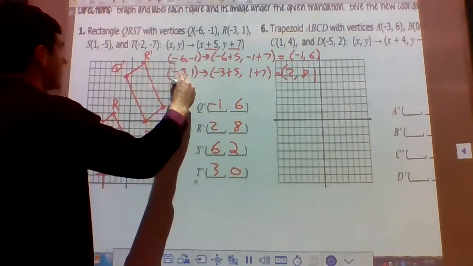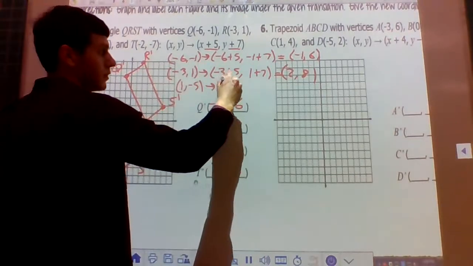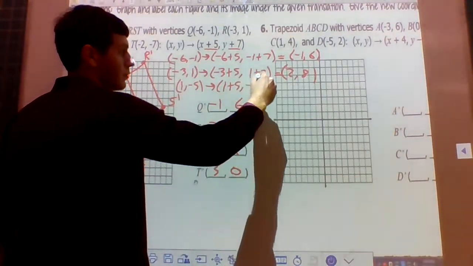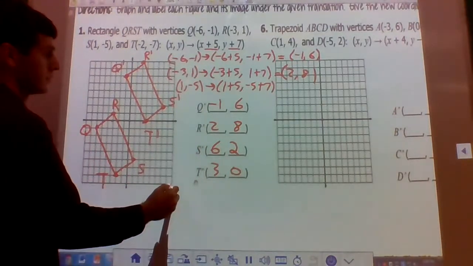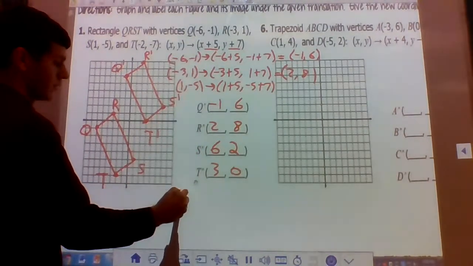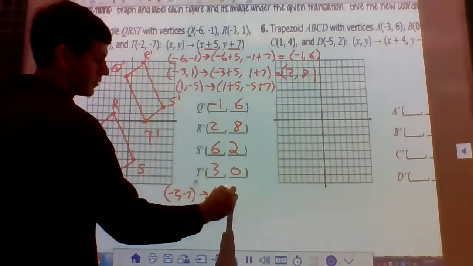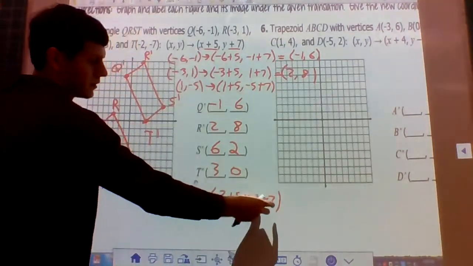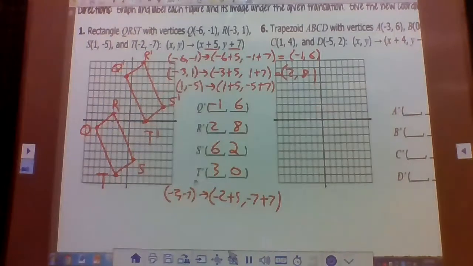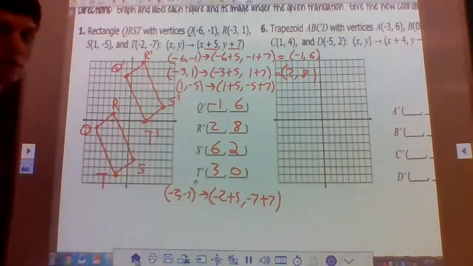So we would do 1, -5. So it's going to be 1 plus 5, -5 plus 7, 6, 2. Okay, and then the last one, -2, -7. Okay, so we get -2 plus 5, -7 plus 7. That gives us 3, 0. Okay, so either way, whatever you prefer, to plug them into the rule or to count them out, either way is going to work.